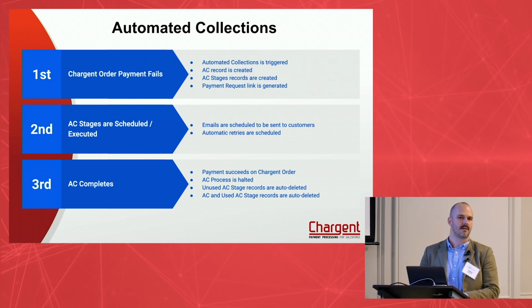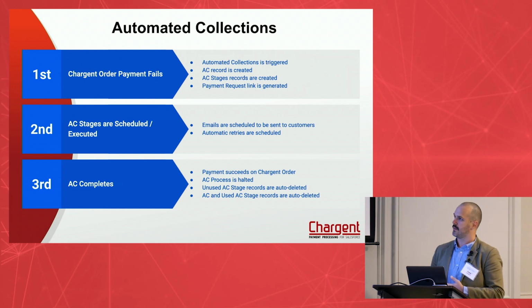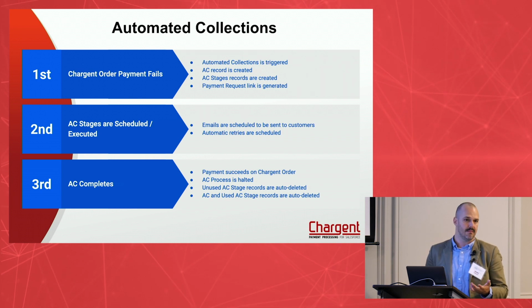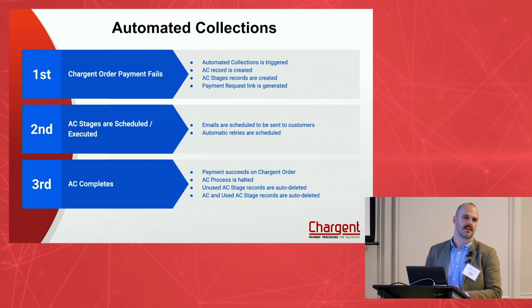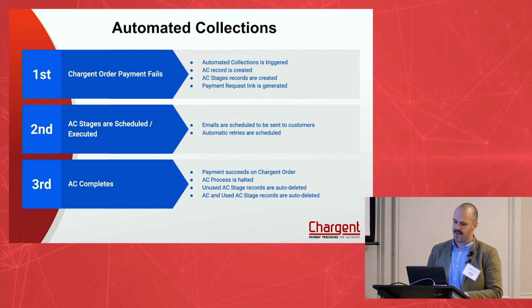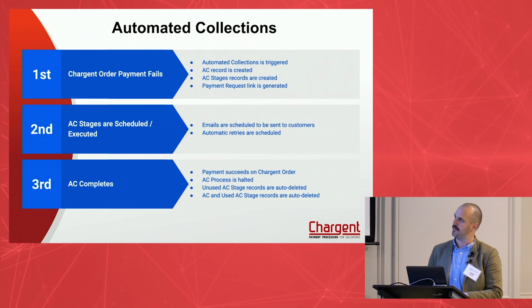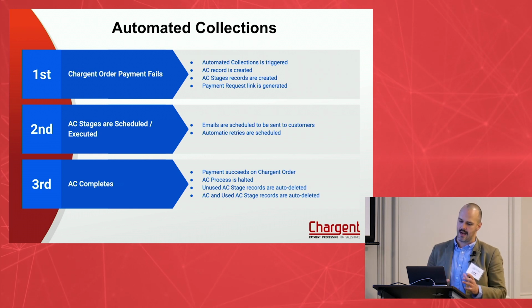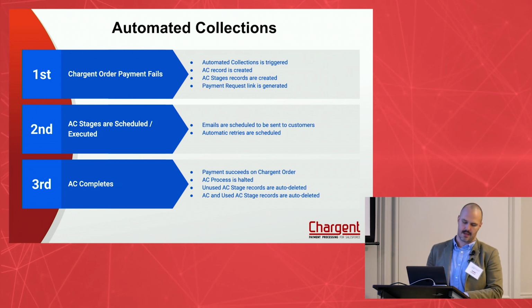As I said in a previous presentation, if that customer did click that link and make the payment, or if one of the automatic retries brought the payment in, or if they just called in and made the payment, if you complete that payment against that order, the automated collections process will halt itself. Then the unused stage records will automatically delete, keeping your org free of litter. And then based on what you've configured in the settings, the automated collections record and the used stage records will also automatically delete based on whatever that schedule is.